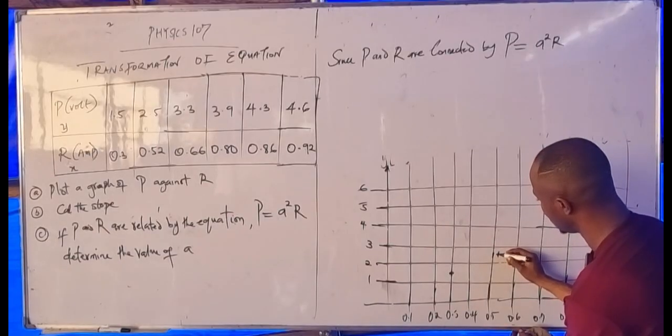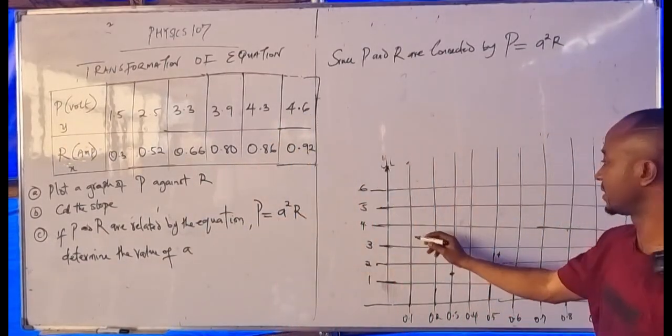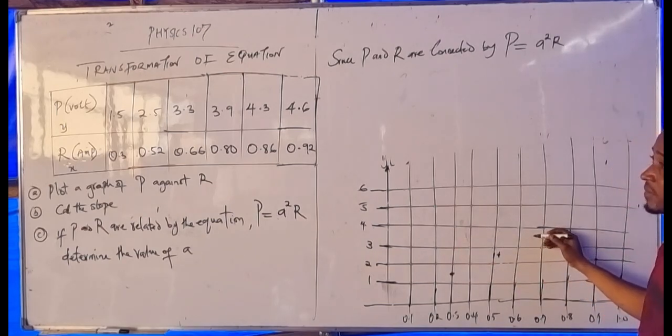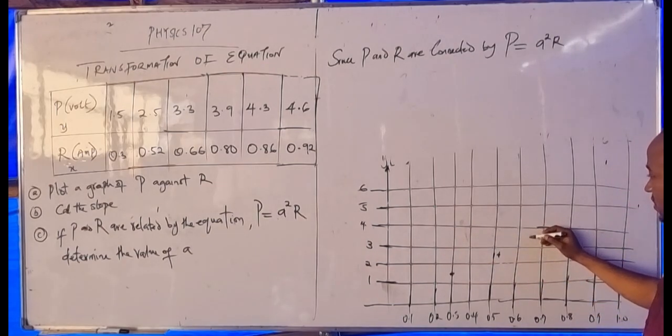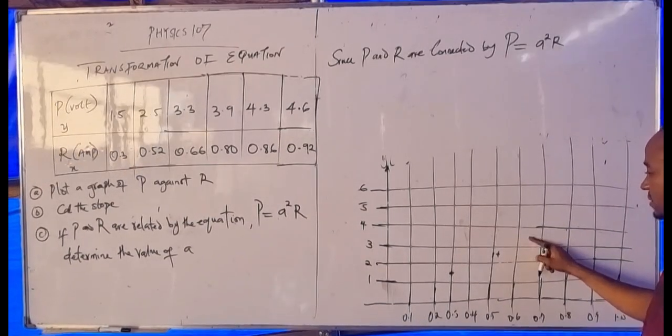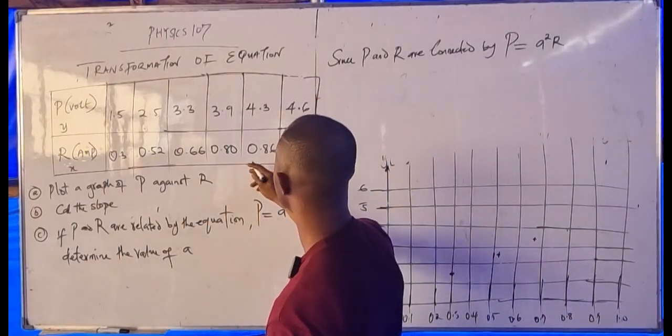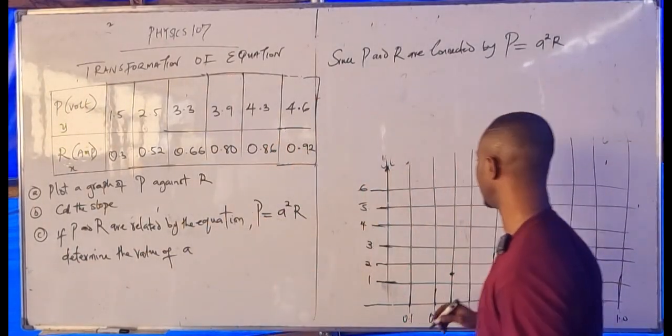Okay. What again? 3.3. Where is 3.3? Against 0.66. 3.3 is somewhere here, right? 0.66 should be somewhere here, right? What again? 3.9 against 0.8.